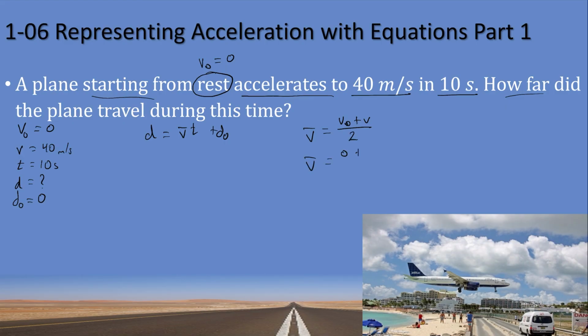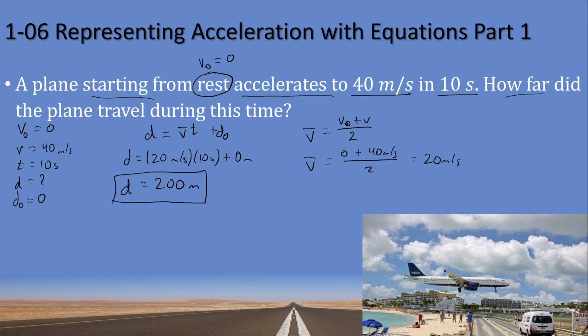So that would be 0 plus 40 meters per second over 2, which would be 20 meters per second. All right, so d is my average velocity times time, which is 10 seconds. Notice the units will cancel out, leaving meters, plus the initial position, which is 0. So it looks like my distance is 200 meters, which is reasonable for a small plane.